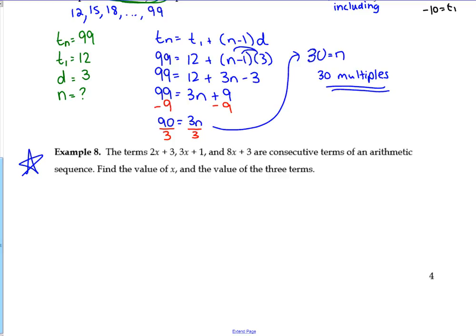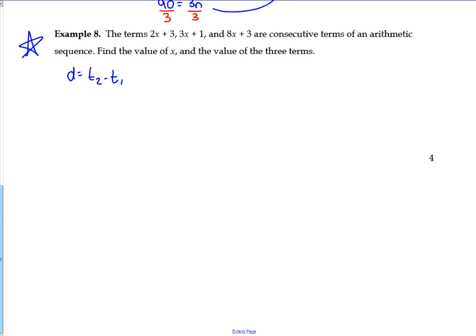They share the same common difference. Okay? So what I mean by that is, would you agree that the common difference is equal to term 2 minus term 1, but it's also equal to term 3 minus term 2? In order to get the common difference, if you subtract consecutive terms, then you'll get your common difference. So that's how we're going to relate them.